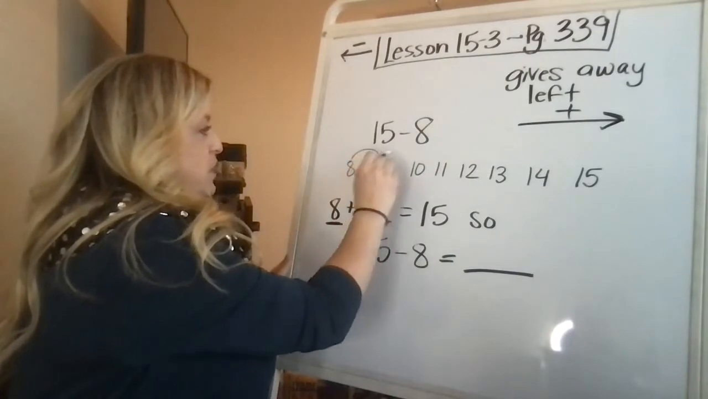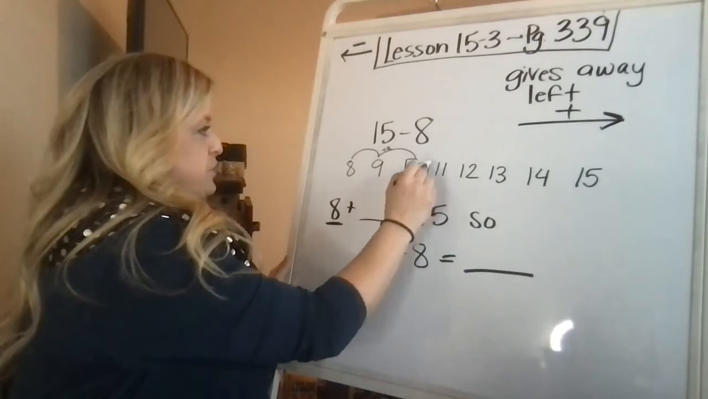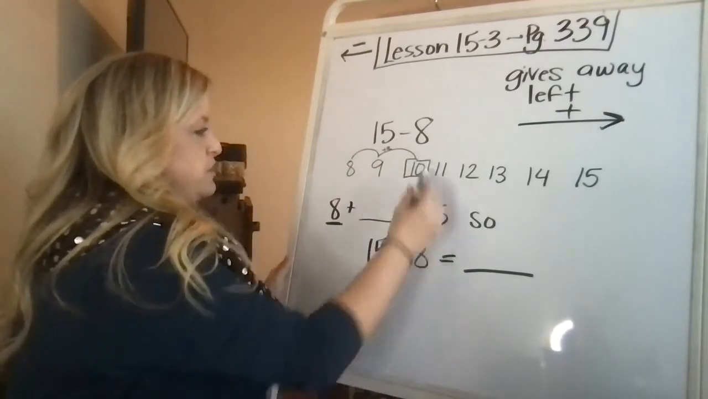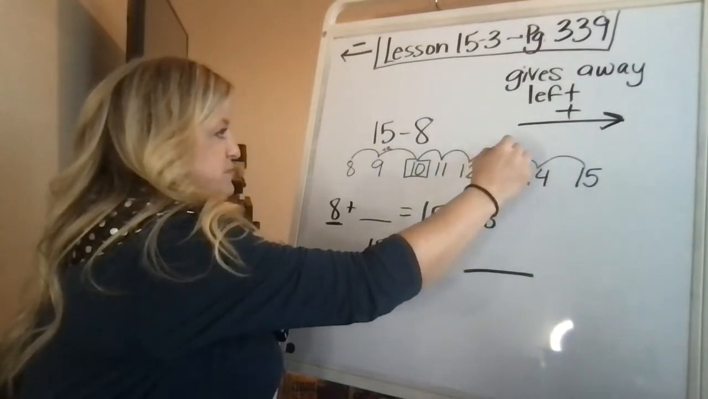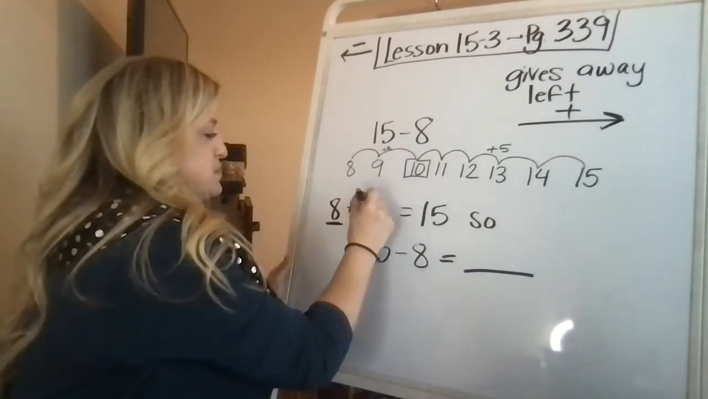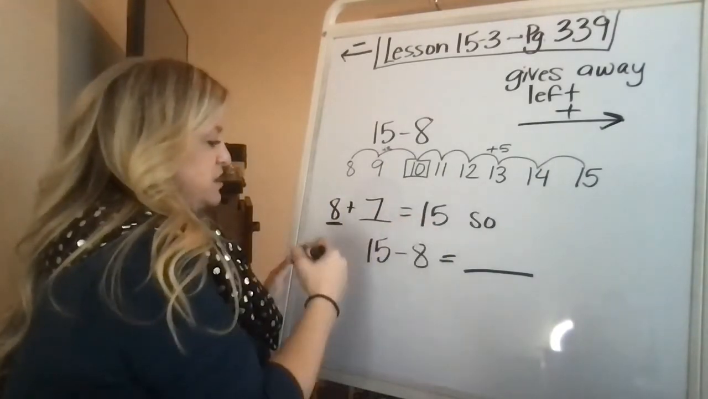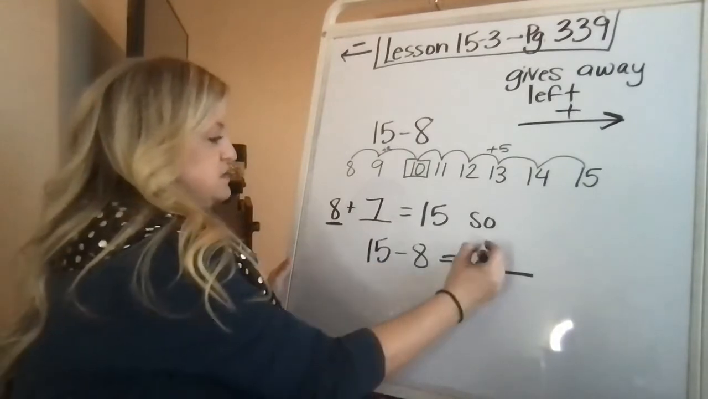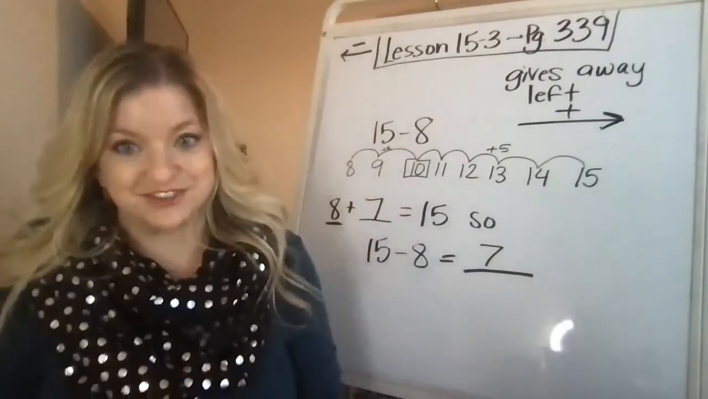8, 1, 2. So this is plus 2 to get me to my checkpoint of 10. Then I'm going to keep going to 15. 1, 2, 3, 4, 5. It's plus 5. So I have 2 plus 5, 7 jumps. So 8 plus 7 is 15. If 8 plus 7 is 15, 15 minus 8 is 7. Awesome. I hope this is starting to make sense for you.